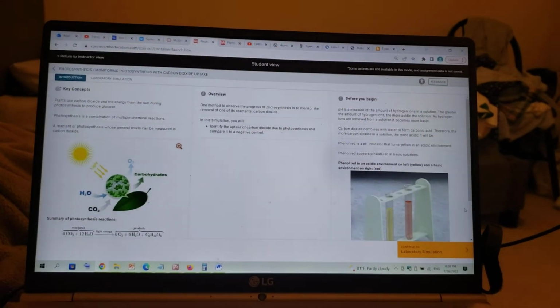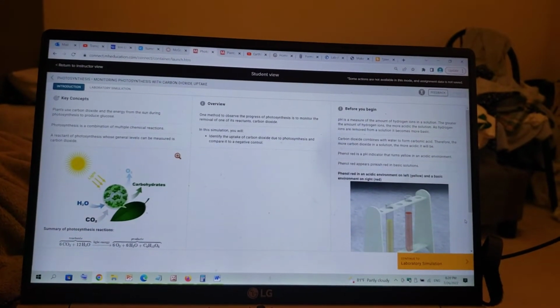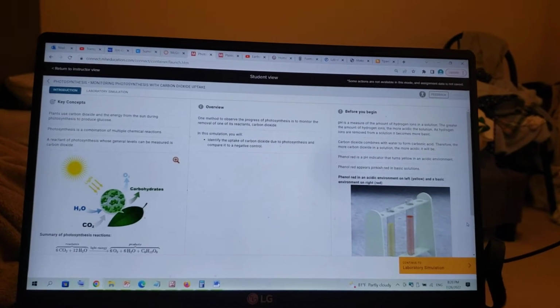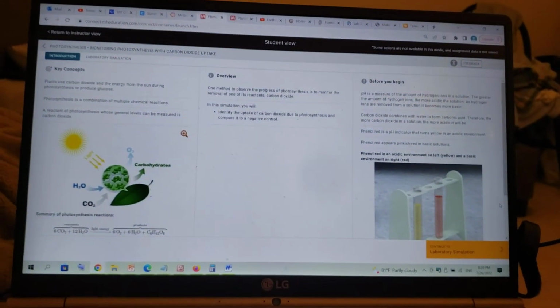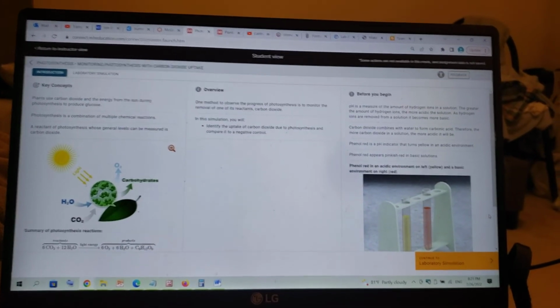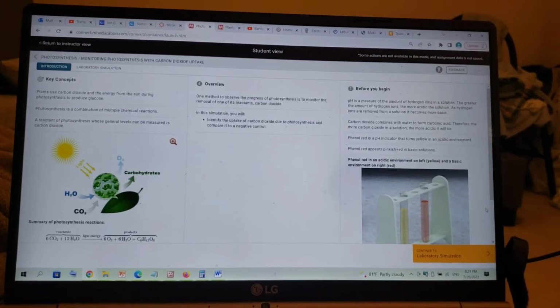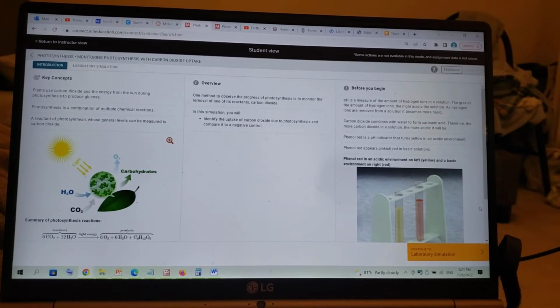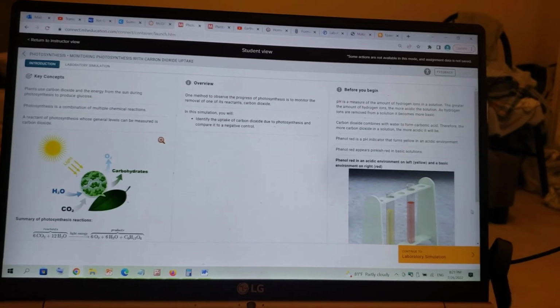Okay, this is photosynthesis, monitoring photosynthesis with carbon dioxide uptake. So make sure that you read the introduction before proceeding to the lab because it explains a lot of what's going to be going on in the lab and what you need to know.